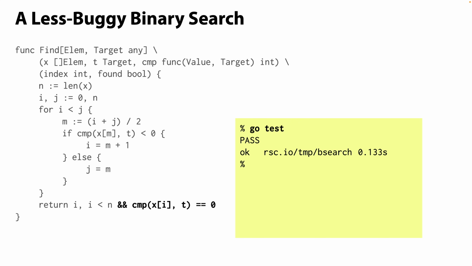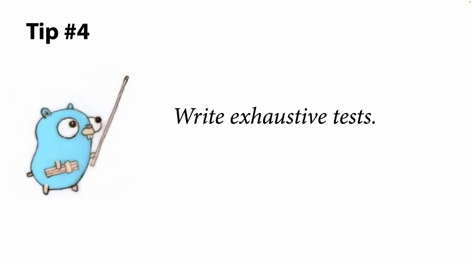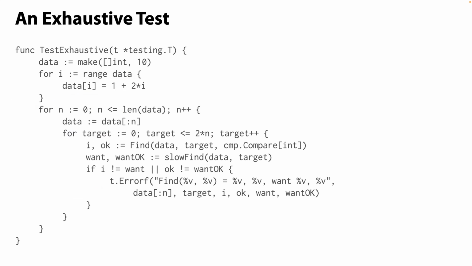Now we feel pretty good about the test. Coverage is happy and we've thought hard about it. What more can we do? Tip number 4, write exhaustive tests. If you can test every possible input to a function, you should. Now that may be unrealistic, but you can usually test all inputs up to a certain size under certain constraints.